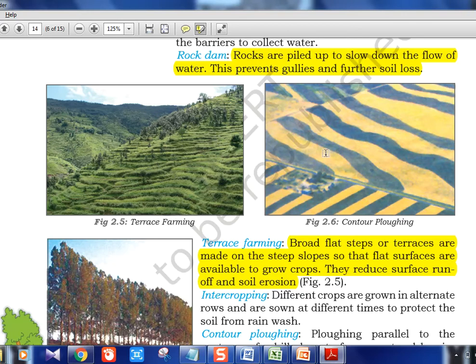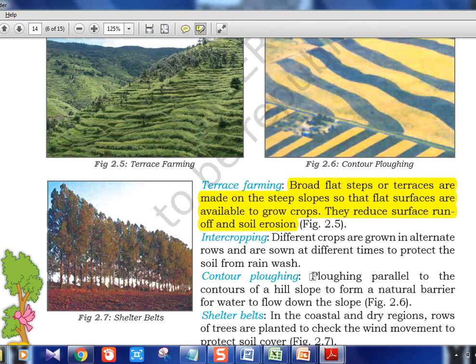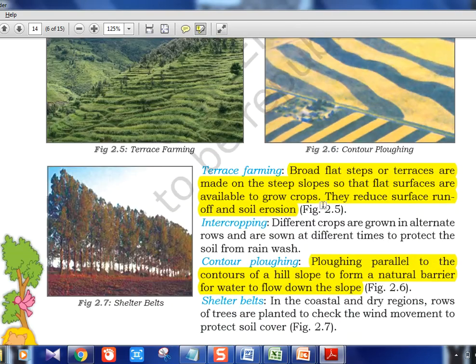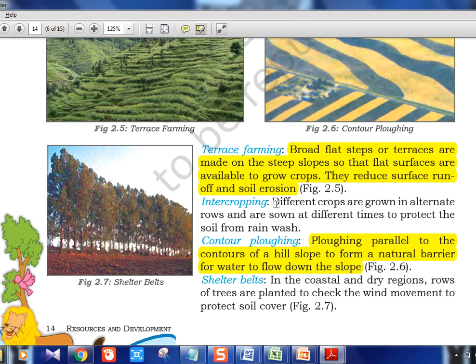And this is contour plowing, where we have the definition here. Contour plowing is plowing parallel to the contour of a hill slope to form a natural barrier for water to flow down the slope. So again, it's the same as contour barriers, but this is on the hill slope. Intercropping, crop rotation, multi-cropping: there are different terms in agriculture. I think in my Ramesh Singh video of chapter 8 agriculture, I would have told about it.